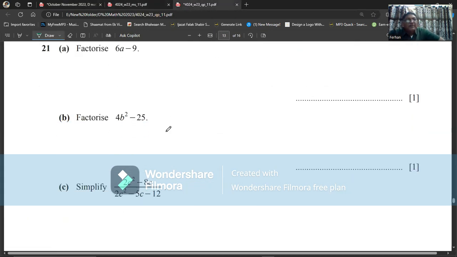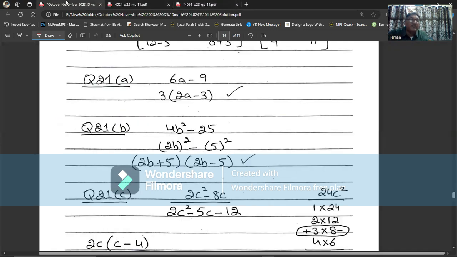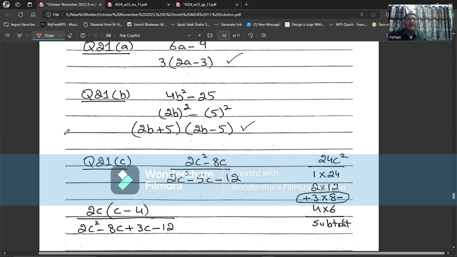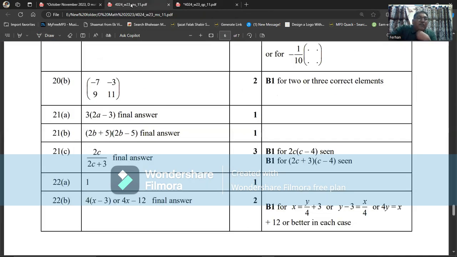Then we have the B part. He says factorize 4b square minus 25. These are two perfect squares, and between them we have a negative sign. So I will write 2b whole square minus 5 whole square. Because you have a square minus b square, that will be a plus b, a minus b. Remember that formula, the difference of two perfect squares? So you will have 2b plus 5 into 2b minus 5. Our answer is right.